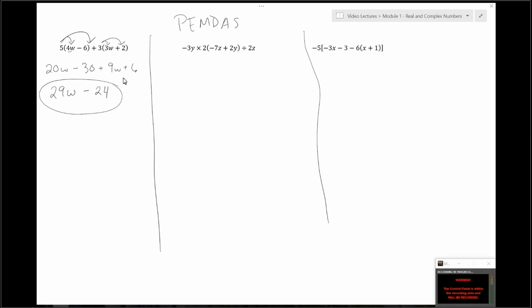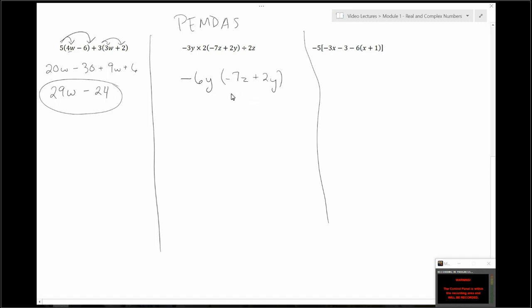So what I'll do first, I'll look at my parentheses. I can't combine these two terms. I have a z and a y. I don't know what these are. I don't have any exponents. So now I'll start multiplying and dividing from left to right. So negative 3y times 2 is negative 6y. I have this parentheses, negative z plus 2y. And then now I need to divide by 2z.